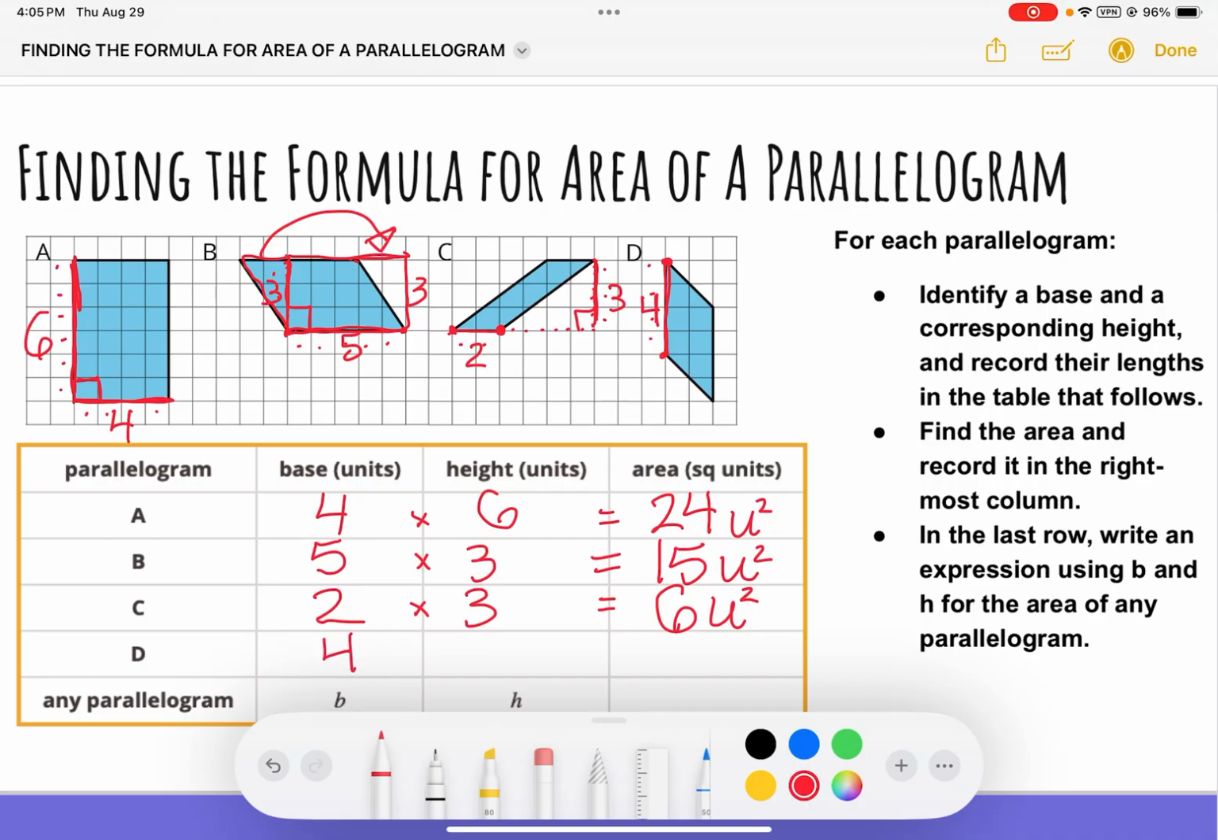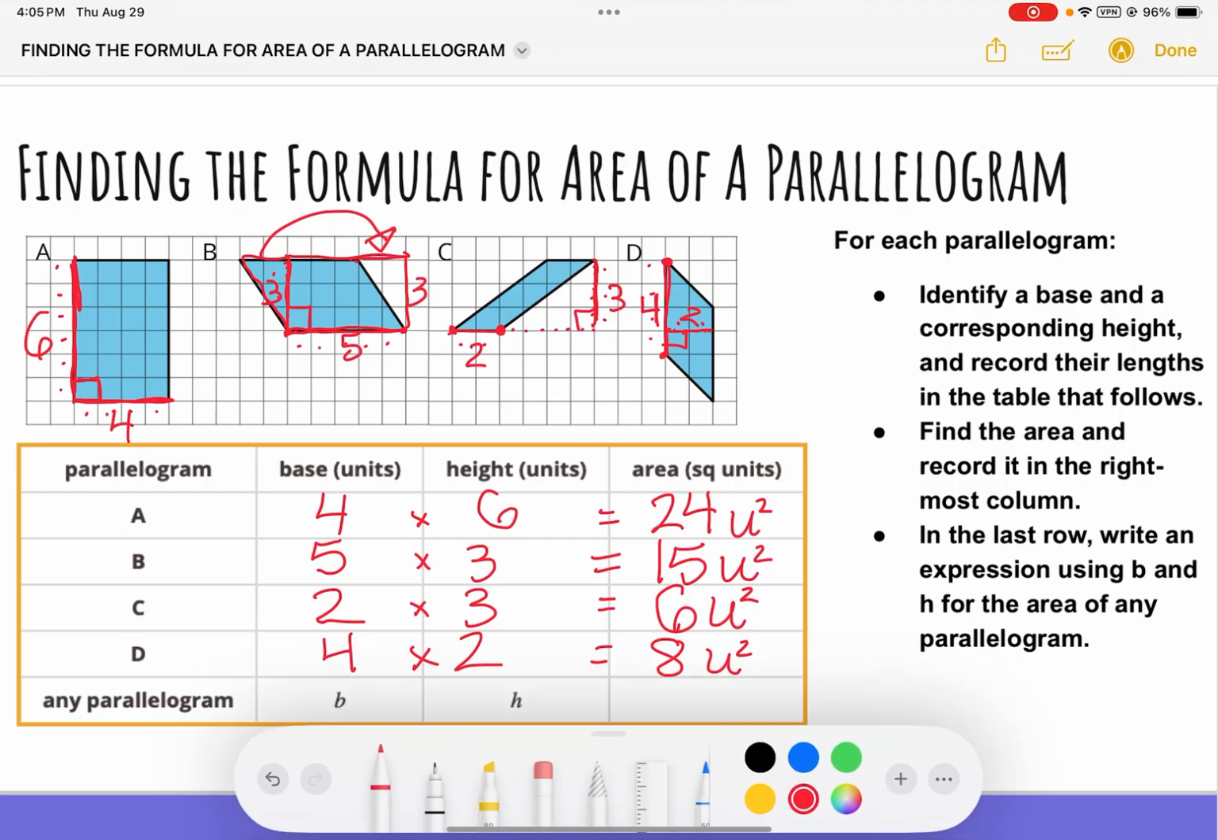Then I need to draw a dotted line that forms a perpendicular angle with the base, so it forms a right angle. I'm going to draw a dotted line, and this is going to be my height. If you want to just draw it as a solid line, that works as well. You can say, okay, this is at a right angle with my base, and now I count the units. 1, 2. So my height is 2. Now with the base and the height, we multiply. 4 times 2 equals 8 units squared. So we found the area of all those 4 parallelograms.